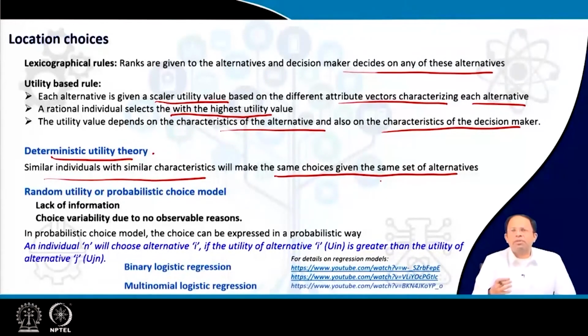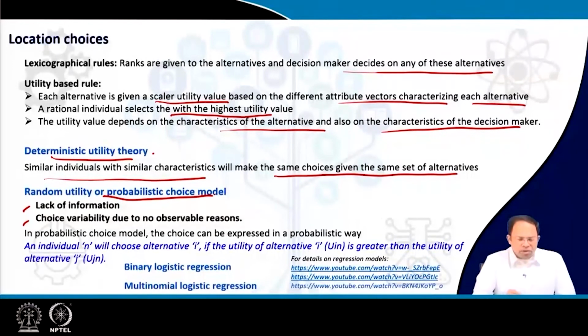And also there are many things which we don't know about that particular person, because all persons are not similar. If I bring in multiple persons, even though their characteristics are the same, they will take a different decision, right? So that is one. And the other is lack of information. That means he doesn't have information about all the alternatives. So his choice, even though it's based on utility, because he doesn't have information on certain choices, his choice may be different. So these are the two reasons why a probabilistic choice model is more appropriate, because it gives us a probability of a particular alternative being chosen by a particular person.